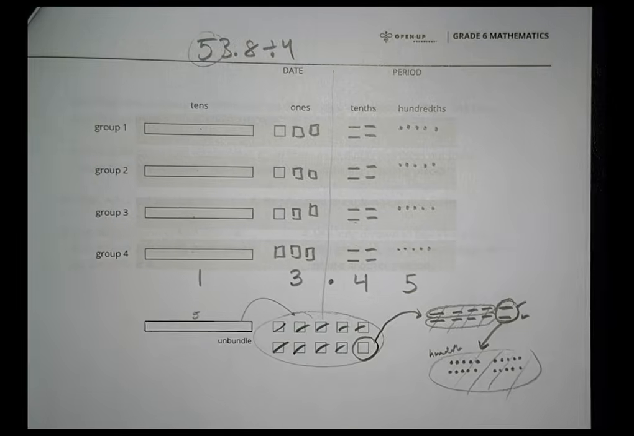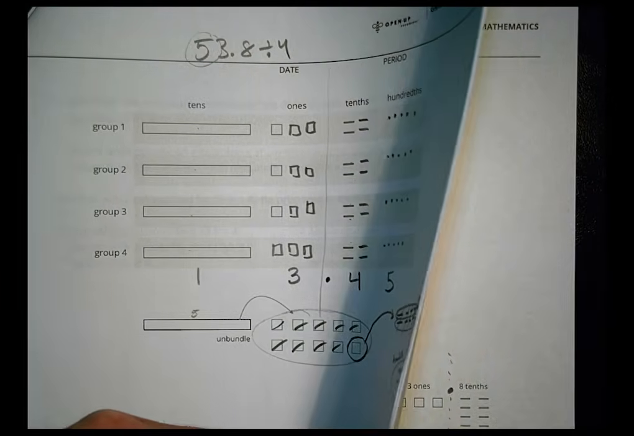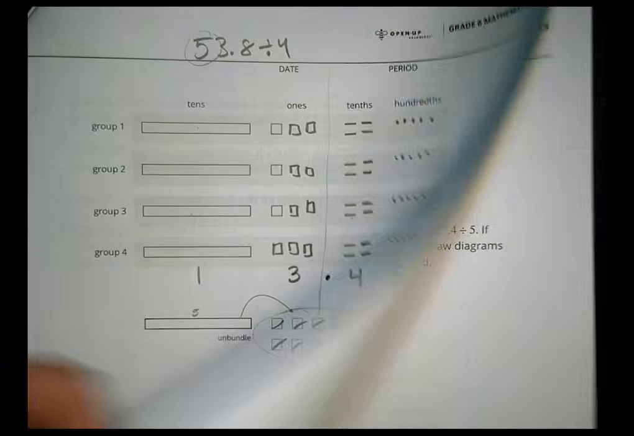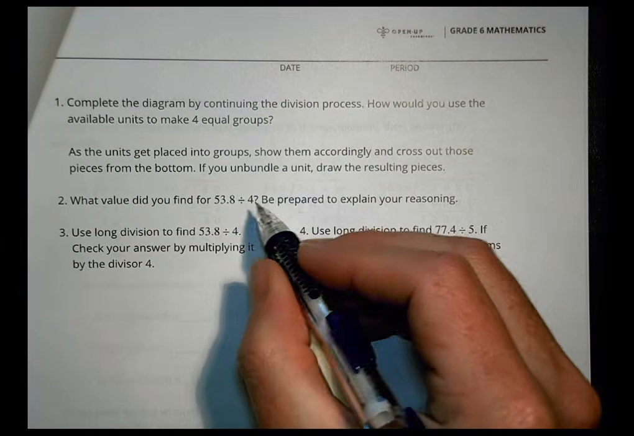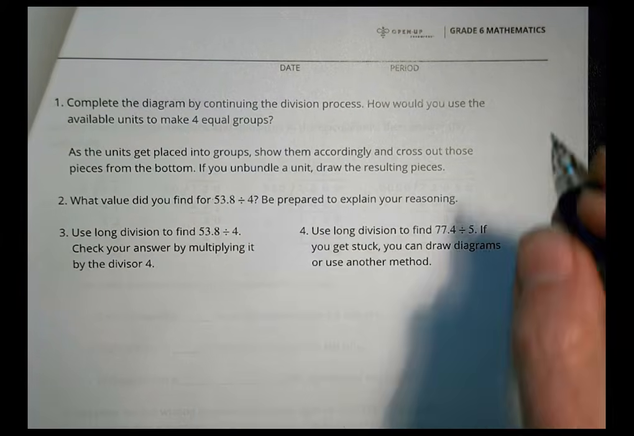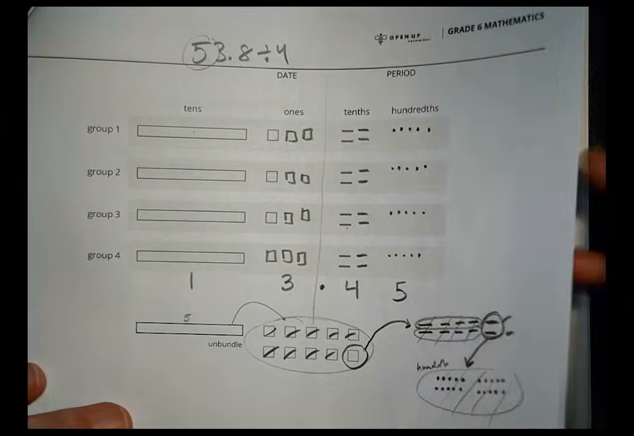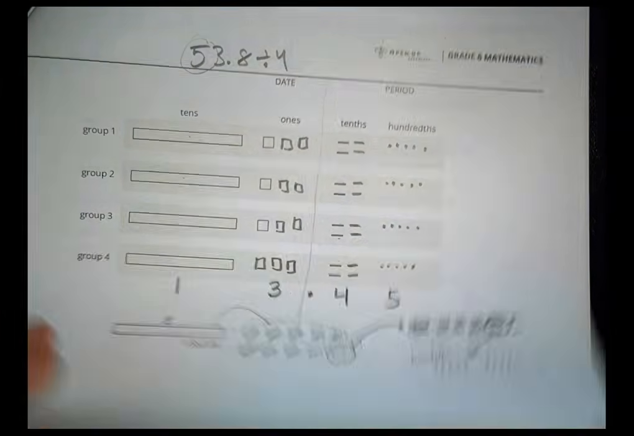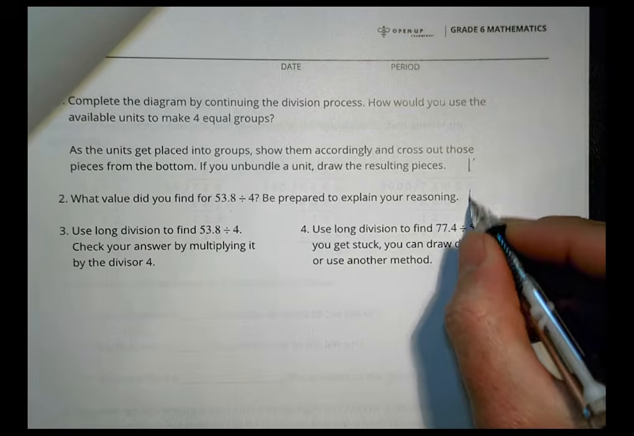So the question that comes up next, number 2, after we've done all the work there, is what value did you find for 53.8 divided by 4? And the value we found was 13.45. Oops, right here.